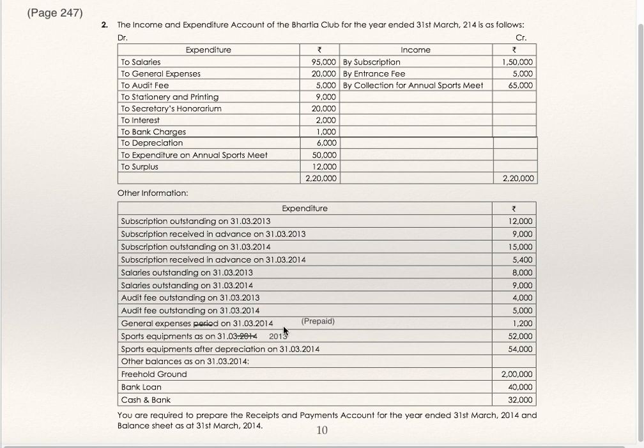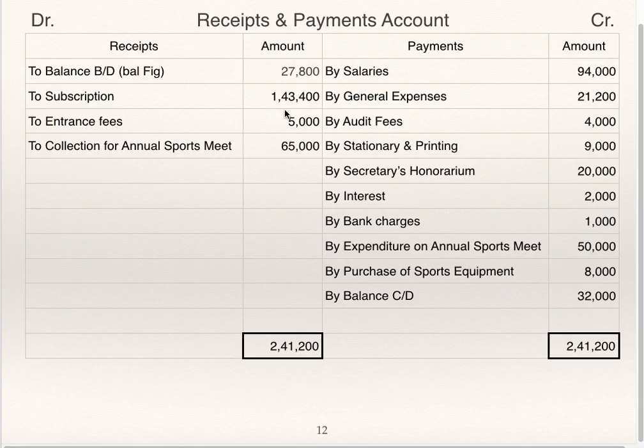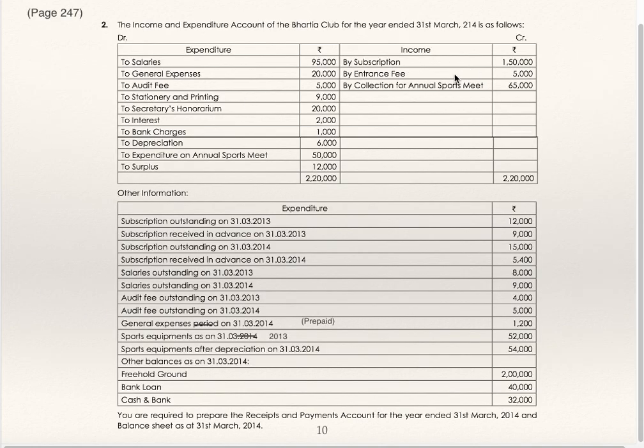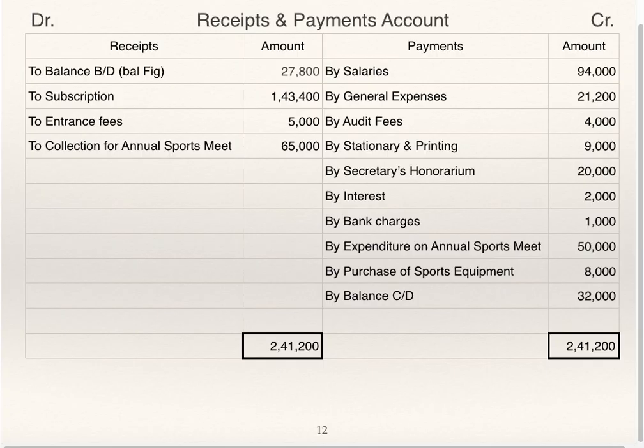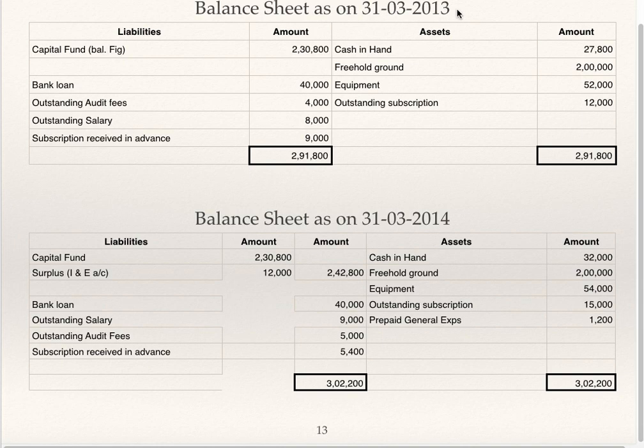See here, cash and bank 32,000. Collection of annual sports meet, entrance fees. If you go to the income and expenditure account, entrance fees, collection of sports meet, subscription 1,50,000. Subscription will change. We have prepared the subscription account. 27,800 is the balancing figure, opening cash and bank balance, to balance brought down, which will go to the opening balance sheet. Opening balance sheet, cash in hand 27,800.